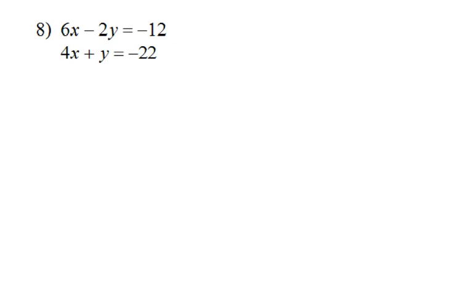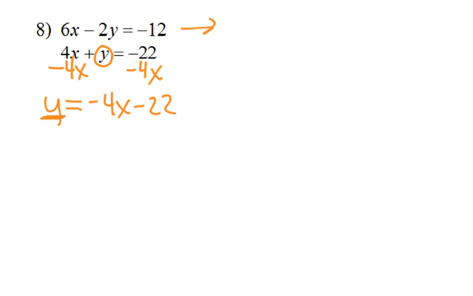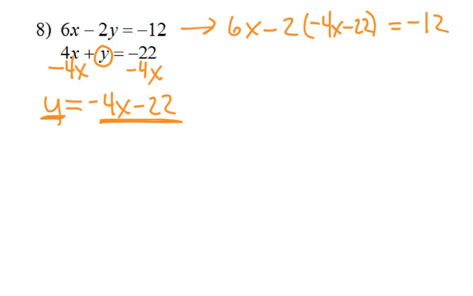So 8, we've now got 6x minus 2y equals negative 12, or 4x plus y equals negative 22. Well, I can easily solve for that y if I subtract 4x. I get y equals negative 4x minus 22. Now I've got one variable by itself. That's the first step. Then we say it's equal to this, so in my second equation, instead of y, I can replace it. I can substitute negative 4x minus 22. That's the second step. Third step is then to solve for x, because now I've got an equation with just x's in it, so I can solve for x.